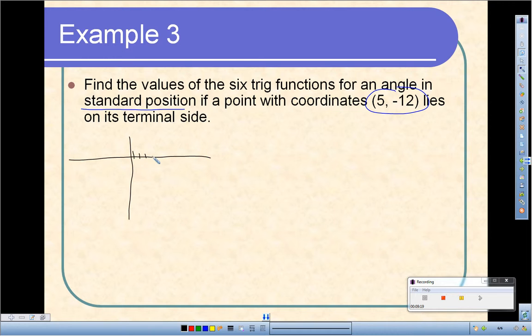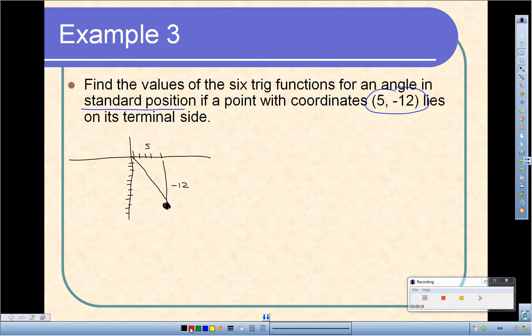5, 1, 2, 3, 4, 5, negative 12, 1, 2, 3, 4, 5, 6, 7, 8, 9, 10, 11, 12. So that would be 5, and then this would be negative 12. So here's my point right there. Notice that this is not going to end up being one of my unit triangles simply because once I figure out my hypotenuse, I'm going to notice my hypotenuse is not 1.